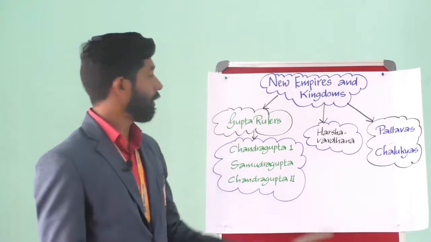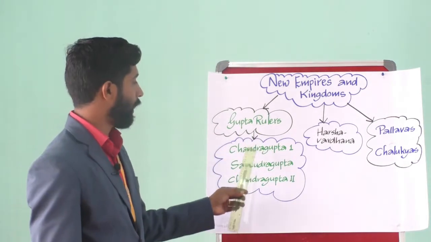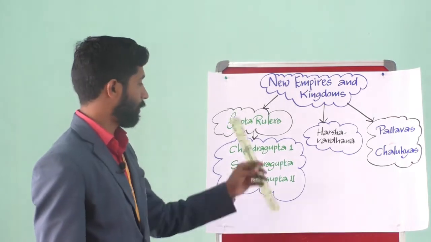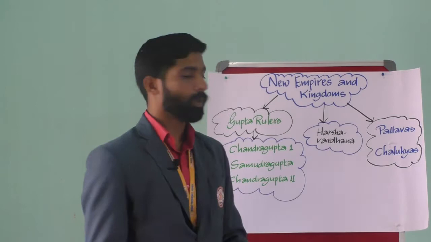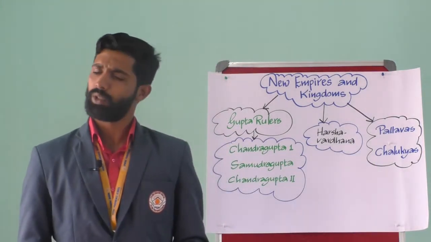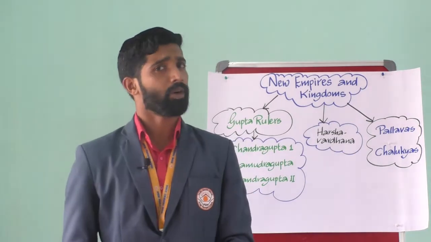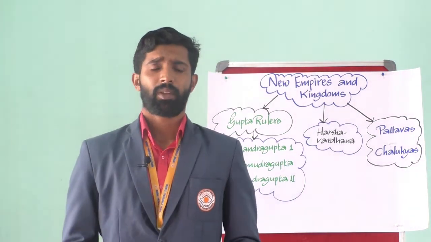Here is the mind map. Gupta rulers, various Gupta rulers like Chandragupta I, Chandragupta II, and then Harsha, Pallavas and Chalukyas. So let us see about the first, that is Gupta Empire.